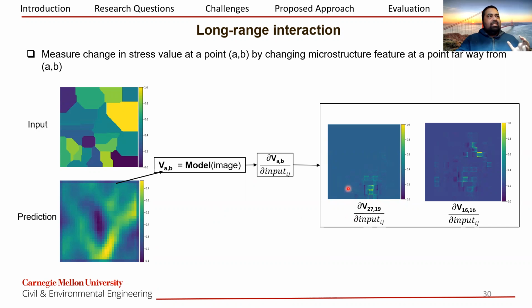It tells us that these are some regions which are actually affecting it and other regions are not. Or similarly, if I take this point, it says that these regions are affecting it. But right now there is no standard way of characterizing this long range interaction. So this is a preliminary result, and we are trying to come up with some metric to characterize this long range interaction.